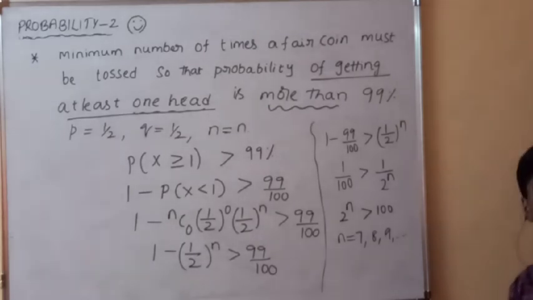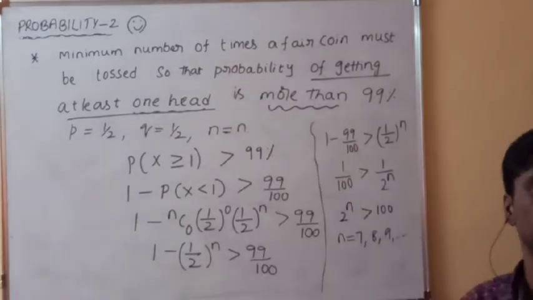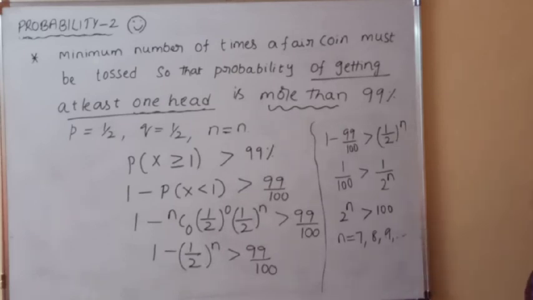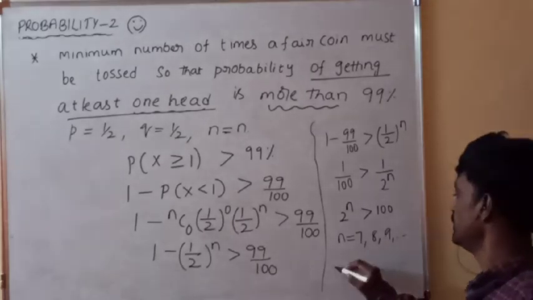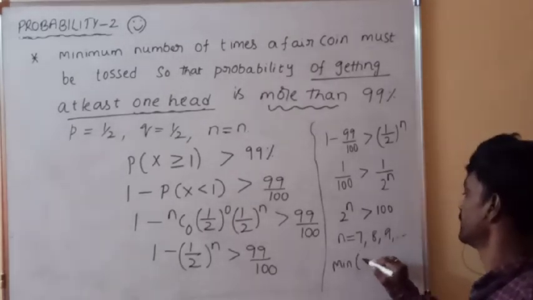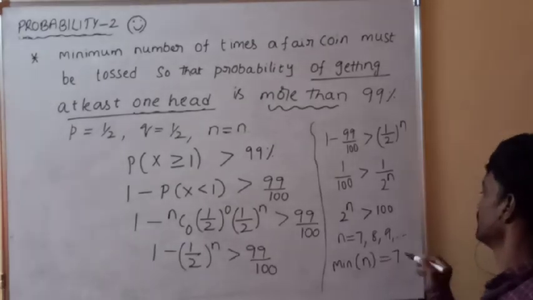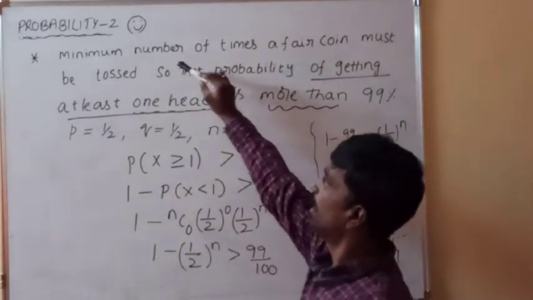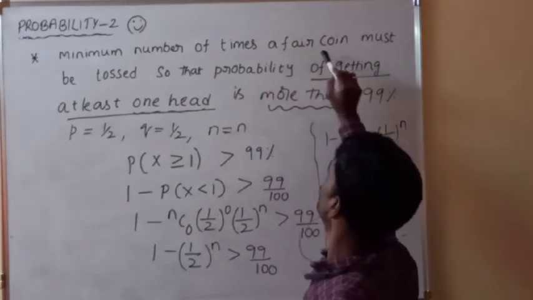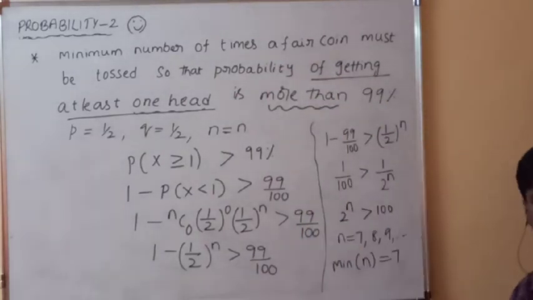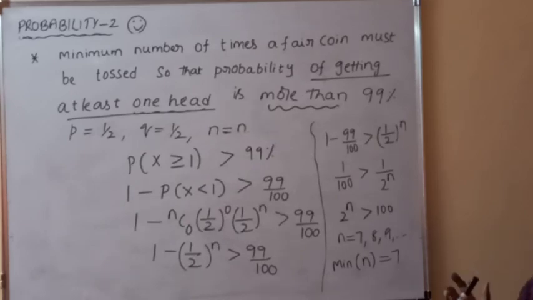So that means if you take n value any natural number, either 7 or more than 7, then this inequality holds. So thus, what is the minimum value of n? 7. Okay, so the minimum value of n is 7. That means for the question, how many minimum number of times a fair coin must be tossed, what is the answer? 7. Minimum we have to toss that coin 7 times.